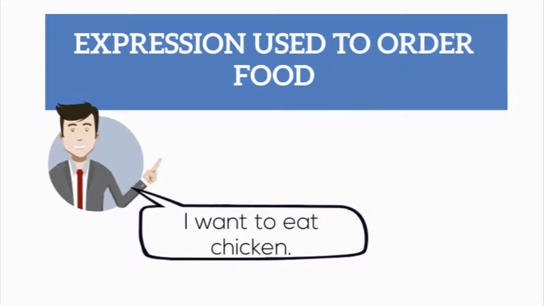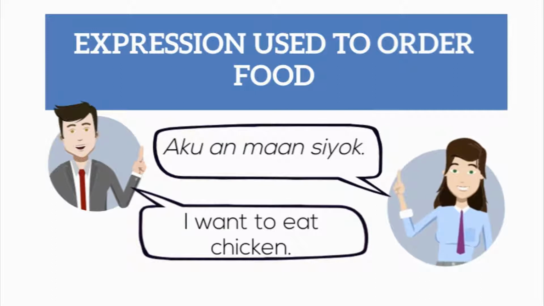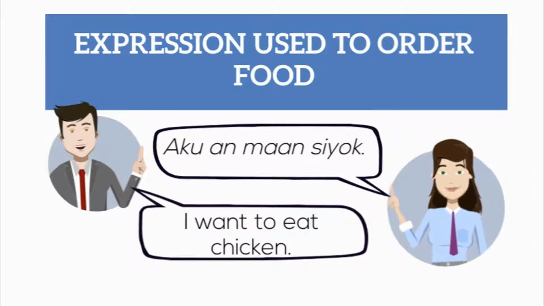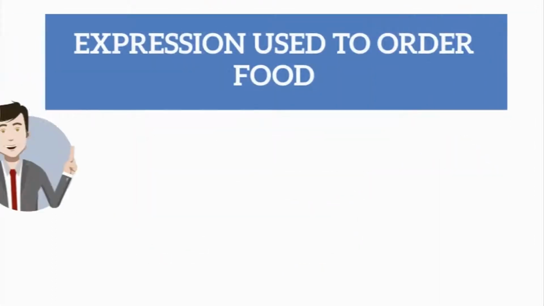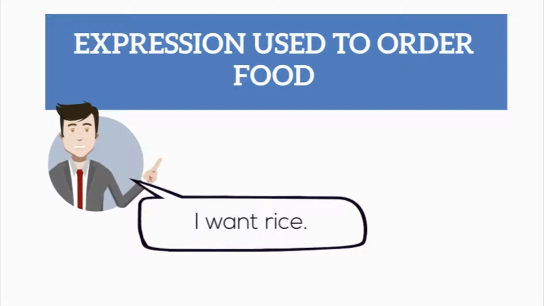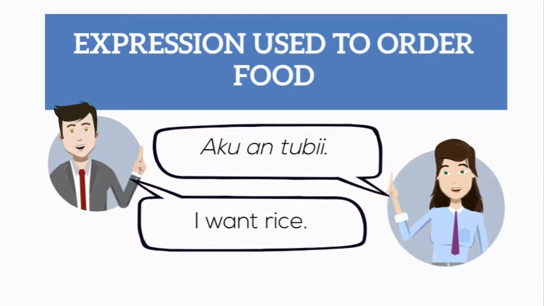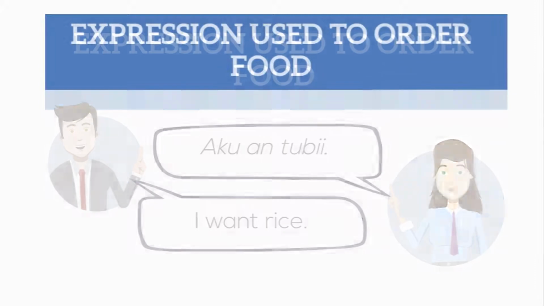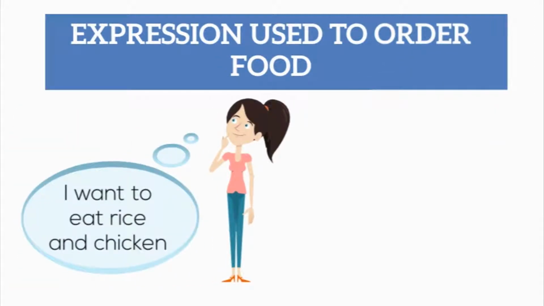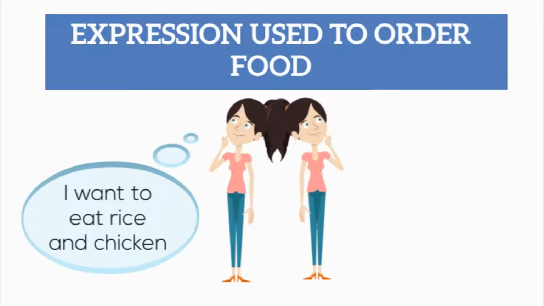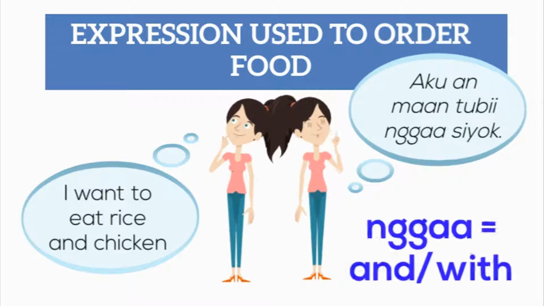I want to eat chicken. Aku an man siok. I want rice. Aku an tubi. I want to eat rice and chicken. Aku an man tubi nga siok.